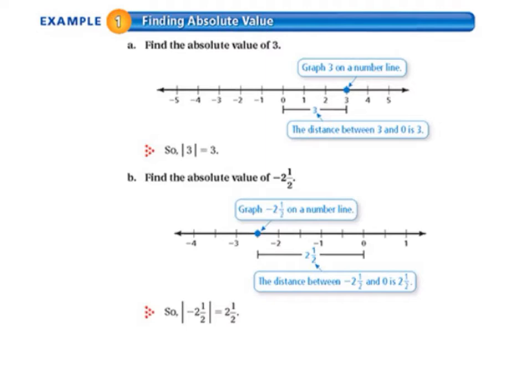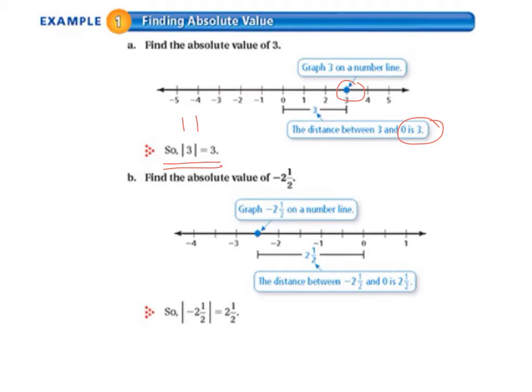So we graph 3 on the number line. It's right here. And the distance between 3 and 0 is 3 units. So the absolute value of 3 equals 3. So remember, these straight lines mean absolute value.